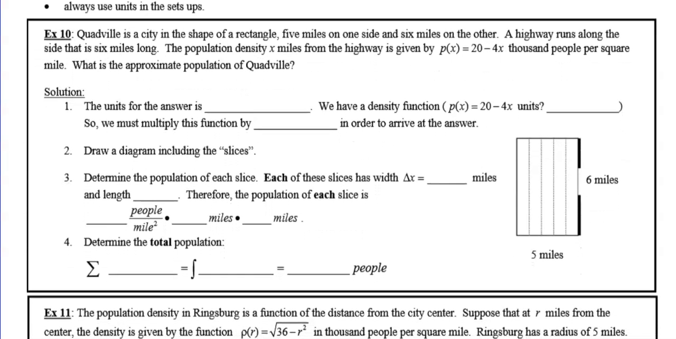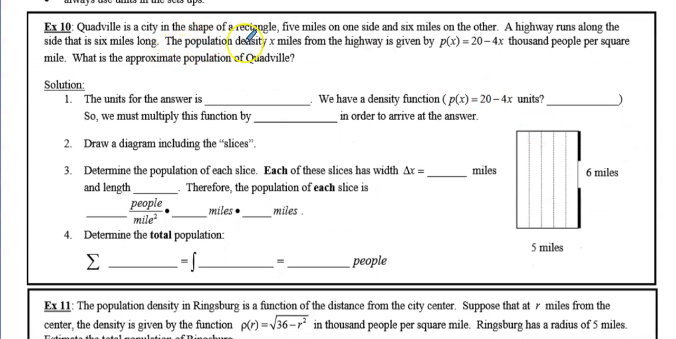For example number 10, it says Quadville is a city in the shape of a rectangle, as you see here. 5 miles on one side and then 6 miles on another. There's a highway that runs along the side that is 6 miles. So our highway is going to be here. There's my highway.